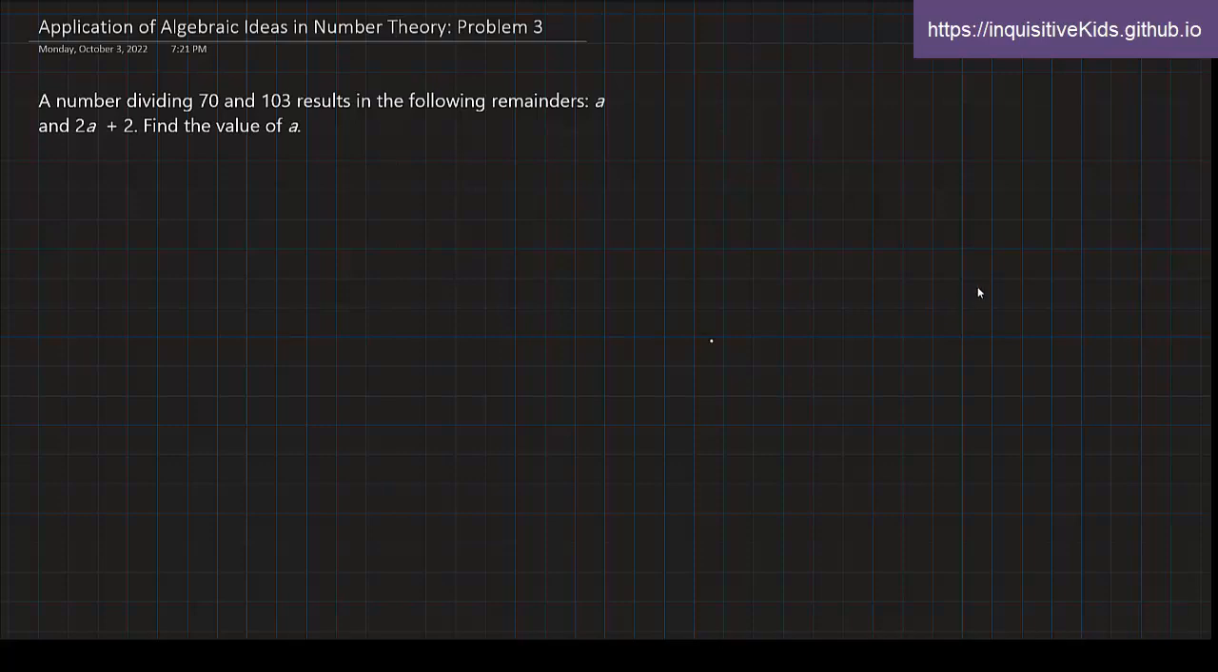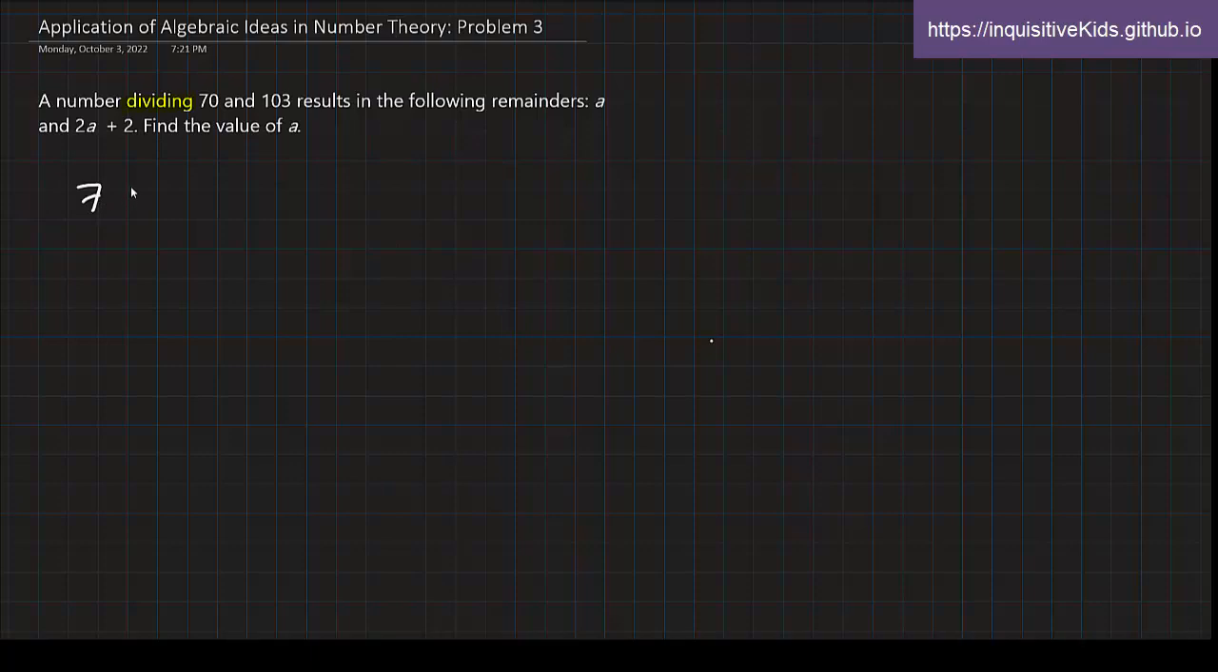If you've ever watched my previous number theory videos, a lot of them always emphasize that whenever we're dealing with remainders and it says a number dividing, it doesn't mean that it's the dividend, but the divisor. So it's the number that comes after 70 and 103, not being divided by, but dividing.